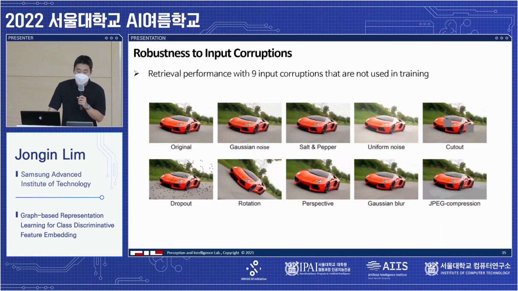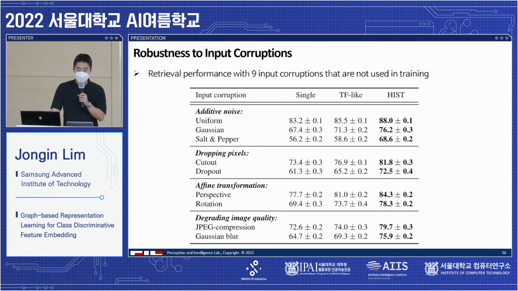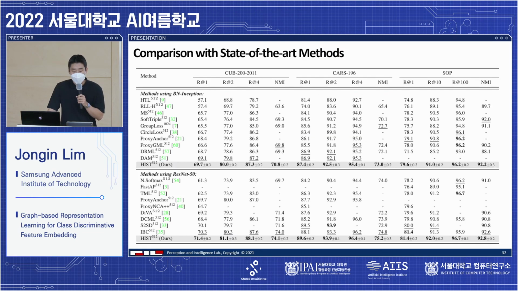To further demonstrate the effectiveness, we evaluate the model robustness to various input corruptions. Specifically, we consider these 9 input corruptions that were not used in the training. Our HIST loss showed robust and superior performances even for the unseen noises, suggesting that the embedding network trained with our HIST loss attends to the meaningful object regions rather than to distracting noises. Finally, our HIST loss achieved state-of-the-art performance under the standard evaluation setting for all benchmark data sets for metric learning.